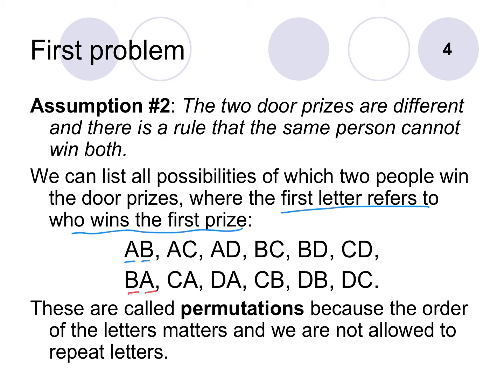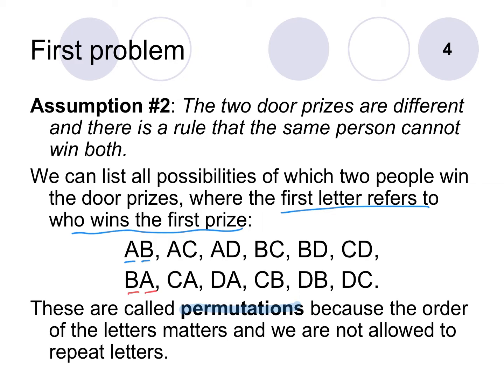Now, just for easy reference, it's worth noting that we call these permutations. Anytime we have lists of objects and the order of the objects in the list matters, and we're not allowed to repeat objects, we call that a permutation.